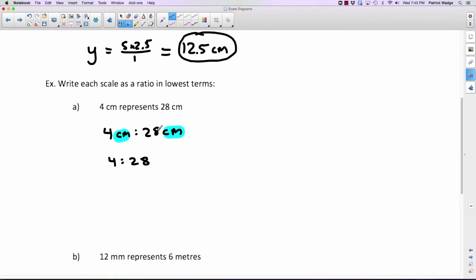All right, so that was one step, get the same units. Second step, needs to be in lowest terms. This is not in lowest terms, right? We could divide them both by 4. 4 divided by 4 is 1. 28 divided by 4 is 7. We are done. That is our scale as a ratio in lowest terms.